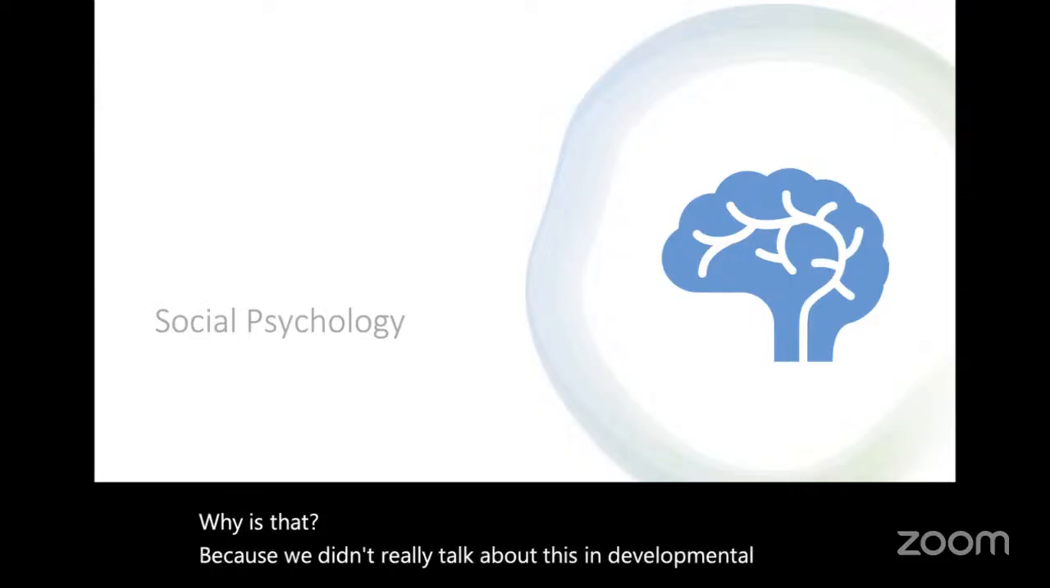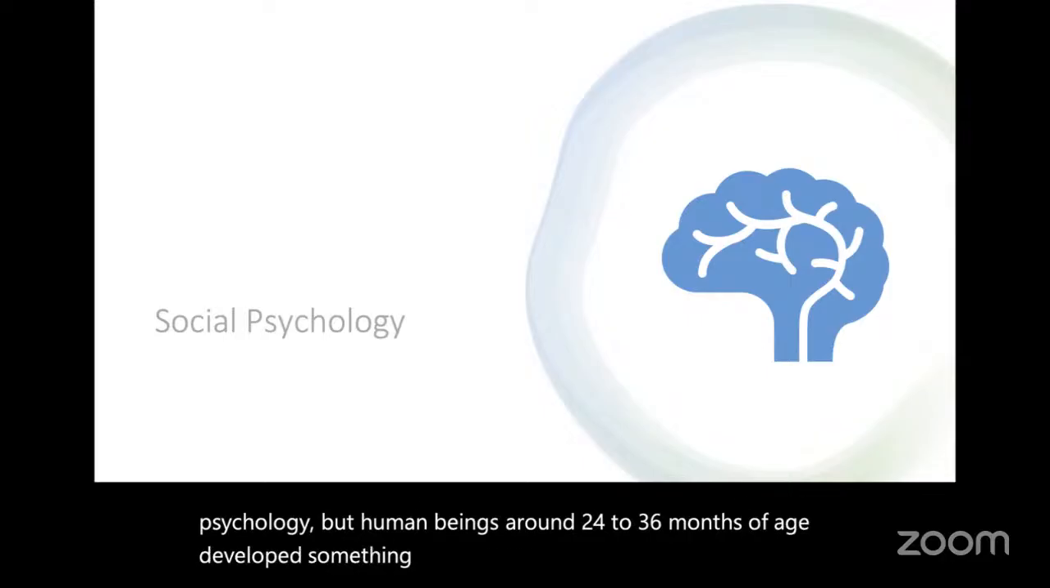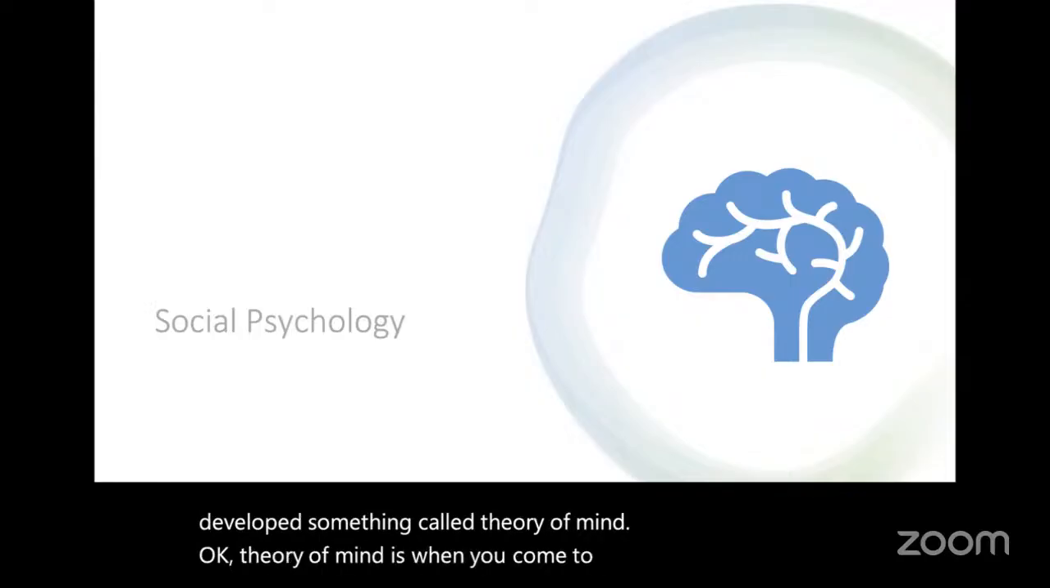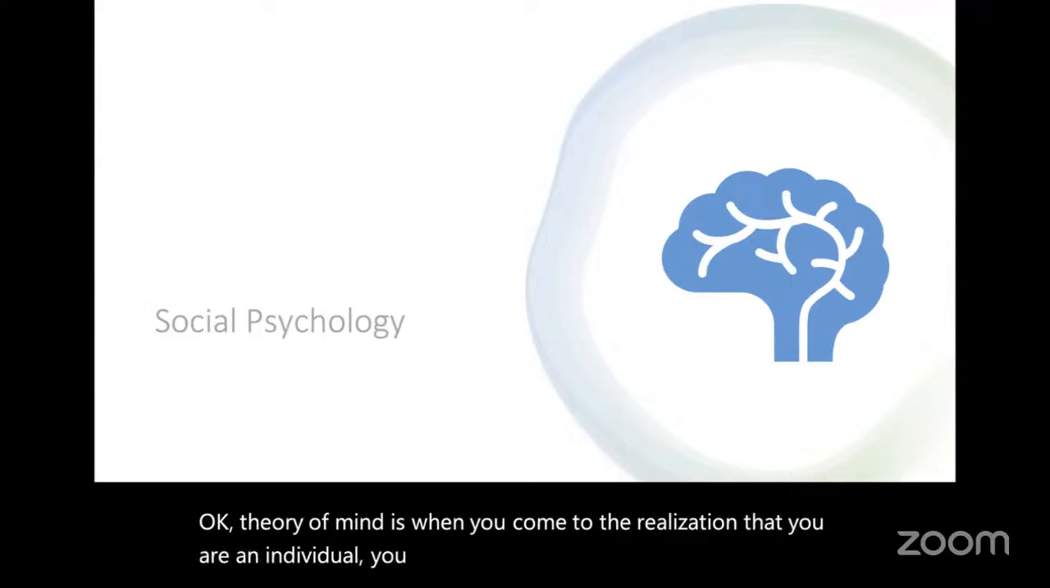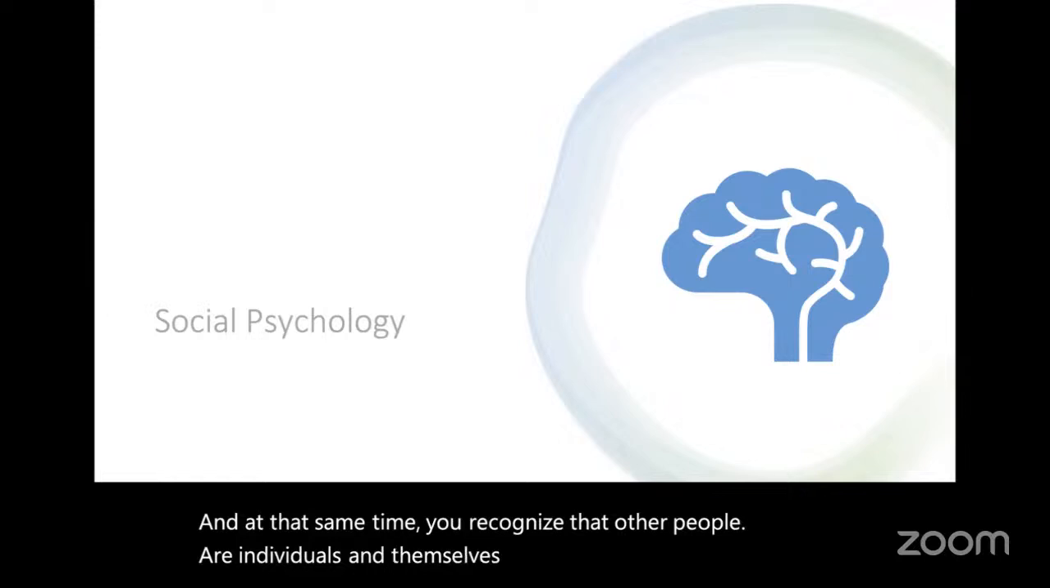Why is that? Because we didn't really talk about this in developmental psychology, but human beings around 24 to 36 months of age develop something called theory of mind. Theory of mind is when you come to the realization that you are an individual, you recognize yourself. And at that same time, you recognize that other people are individuals in themselves. And you theorize why they're happy or why they're sad.